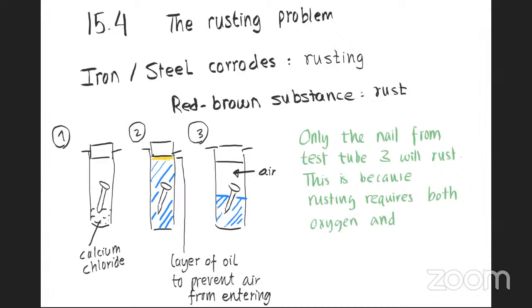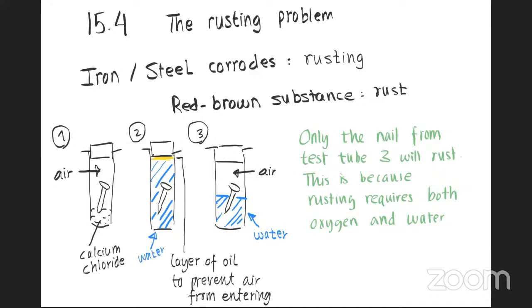So in test tube A, there is air, but there is no water. Test tube B, there is water, but there is no air. Test tube C, there is both water and air, and so there will only be rust in the nail from test tube 3. Okay. So there is water here. There is water here.